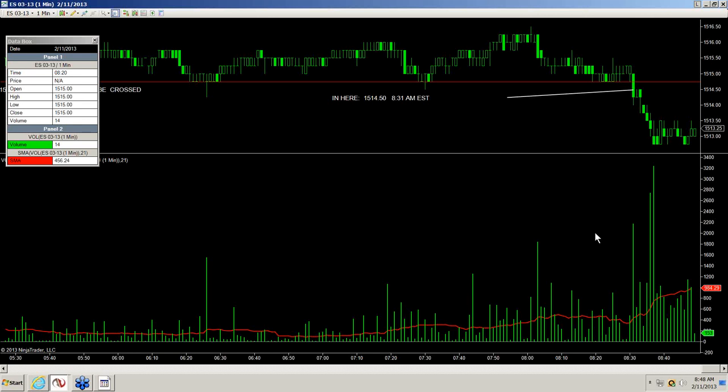This could be it. Stabilizing at this level now, 1513.25, 1513, 1512.75 down here. Sideways trading channel established between here and here. So now again, if this trade goes to the upside, I have no problem with getting out of this trade and locking in 2 points.